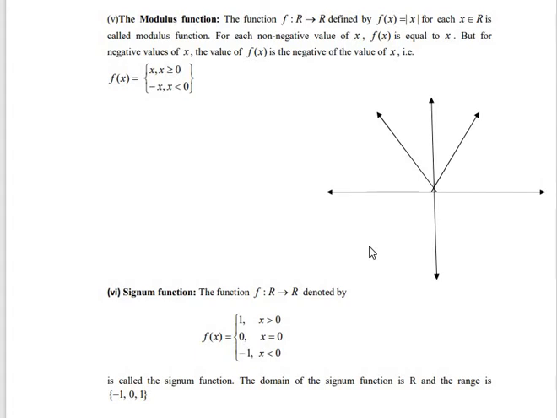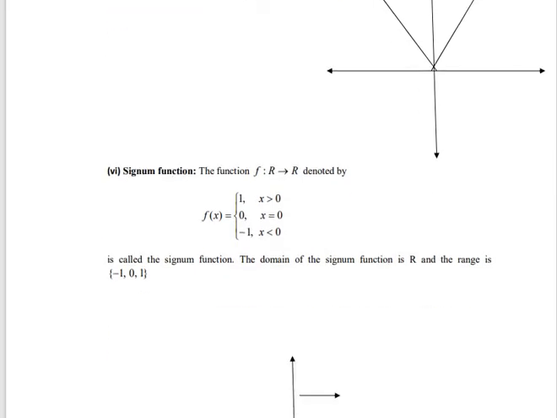Okay, so the next one is the signum function. Now the name is signum function. The function f from R to R, that means a function f from the real numbers to the real numbers, is denoted by f of x is equal to 1 when x is greater than 0.